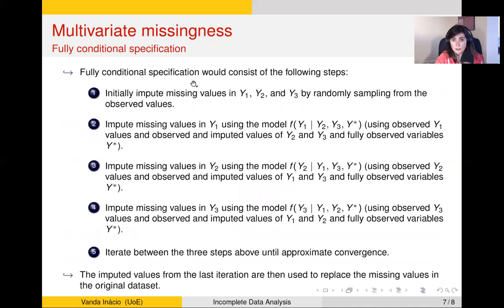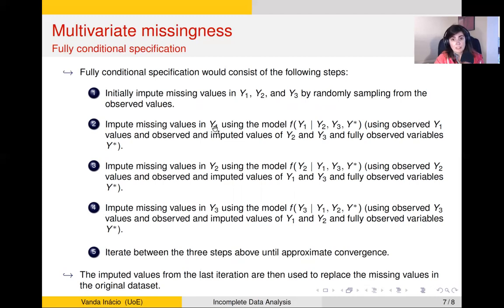What the fully conditional specification does is, as an initial step, I impute the missing values in y1, y2, and y3 by some crude method. For instance, I can use mean imputation, or I can randomly sample from the observed values to replace the missing values, like the plain hot deck approach. Then I have the three variables that are complete, but of course I've just used mean imputation, so this is not satisfactory.